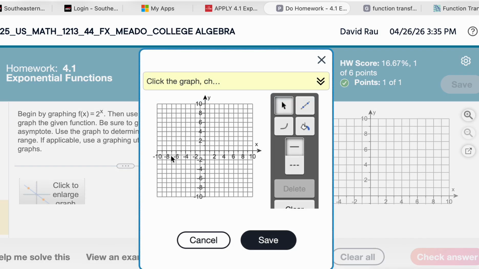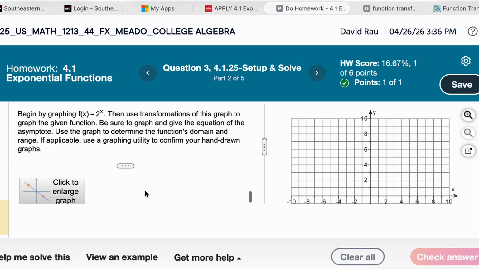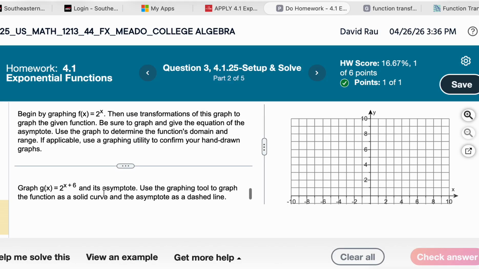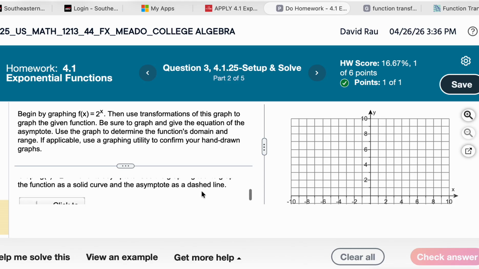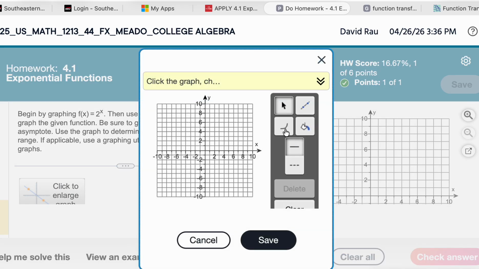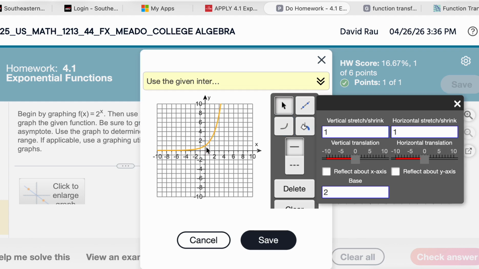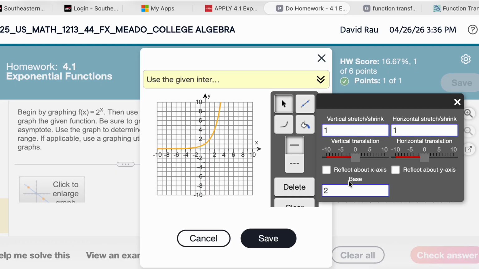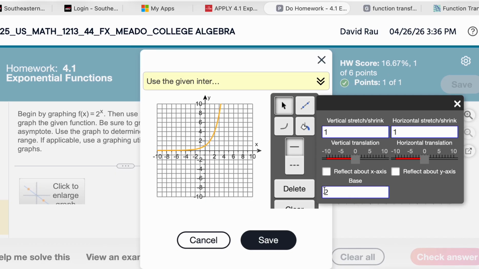Now they want a graph. And so careful, let's read what it says. It says graph the function and its asymptote. So first thing I'm going to do is draw the graph, and I can click this, and if you hover over it, it'll say exponential tool. So click it, put a dot anywhere. But here's what I want to show you is it gives you all these things. What's your base? The base is 2. Was it vertically stretched or compressed, or horizontally stretched or compressed? In this case, no.